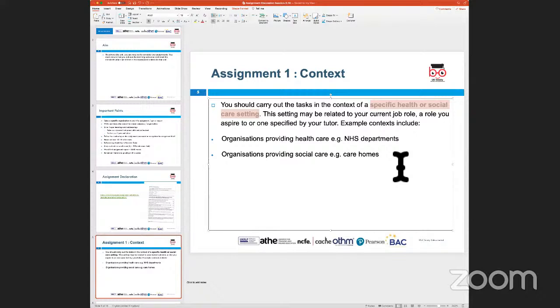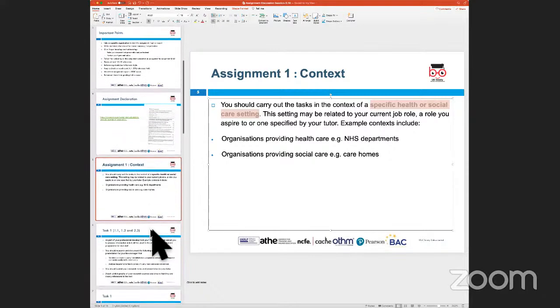So this allows us to put a bit of context to the role of a nurse or a healthcare professional and relate it to an organization. It also helps you present the evidence you create for the assignment in a much better manner, because you're relating it to an organization and a particular role, and that shows your understanding of what you've gained and learned from this unit.